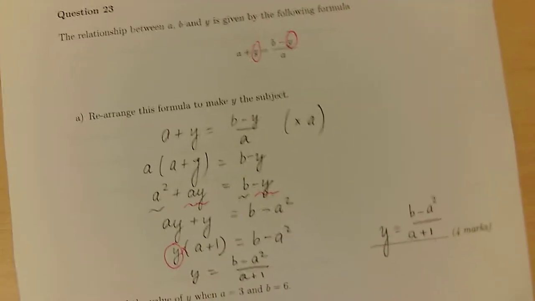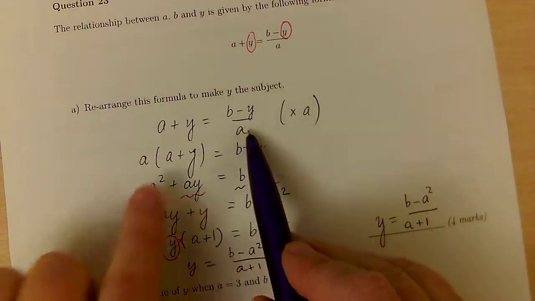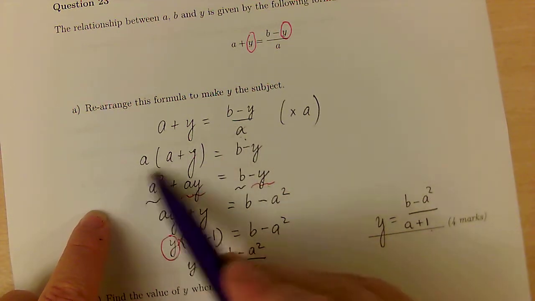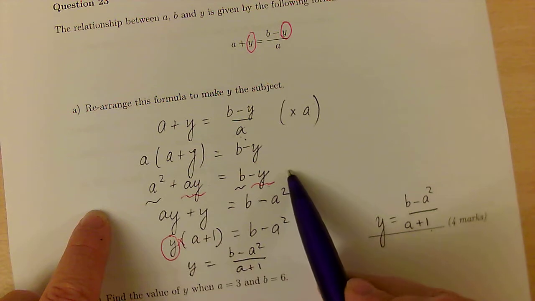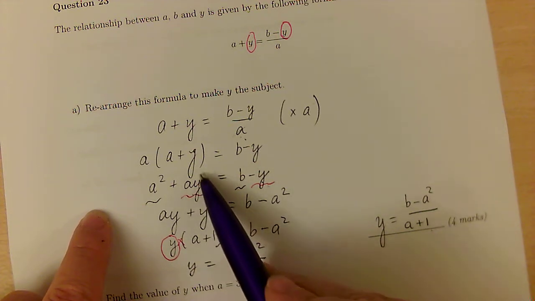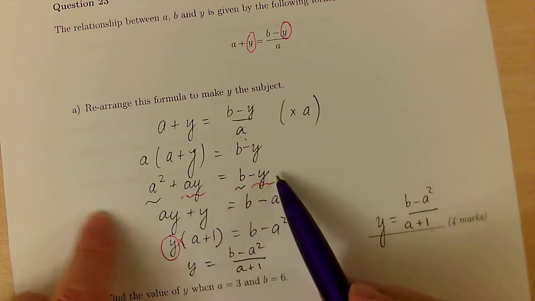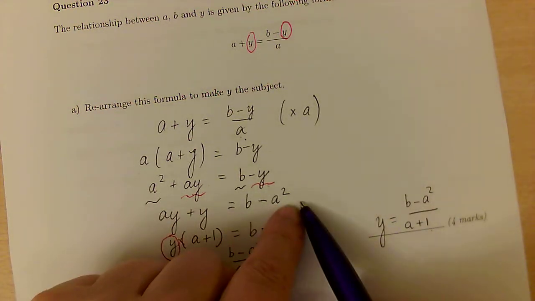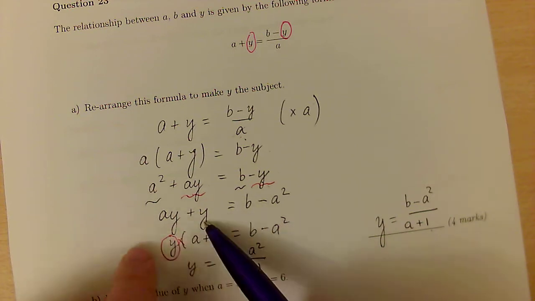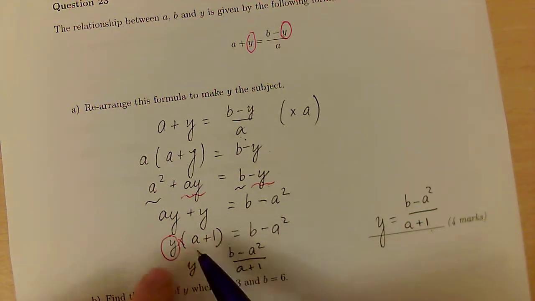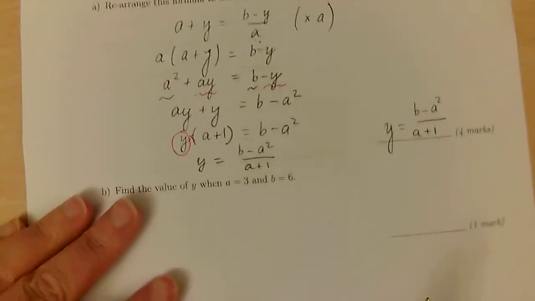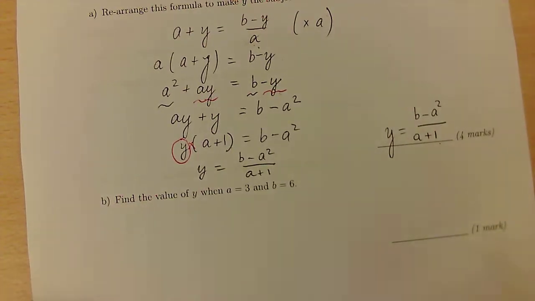Let's go over all the steps here. Number 1, if you have fractions, get rid of them by multiplying by denominator each side. Open the brackets. Now you've got the letter that you are interested in on both sides. Take it to one side and take the rest of terms that don't have the letter that you are interested in on the other side. Factorize and divide by the factor. Job done.